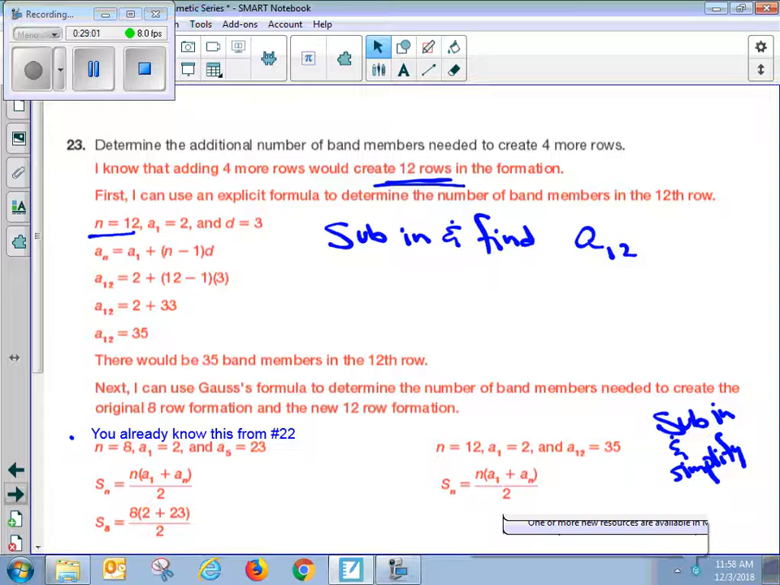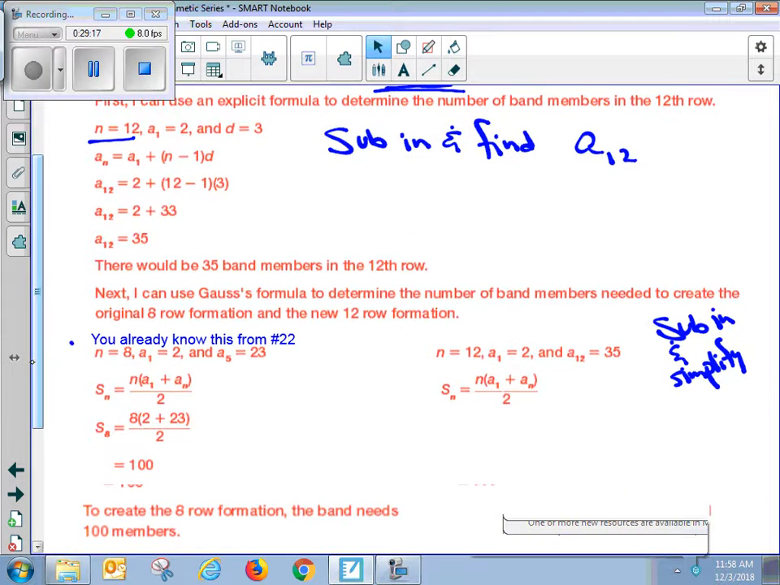I used explicit to find A sub 12 is 35. So earlier somebody said, could I just continue with the pattern? Absolutely. If it's only 4 more rows, you could have continued with the given pattern and gotten the same 35. Now, once you have that, you guys said that you want me to use Gauss's formula to find the sum of the 12 terms. So there it is on your right side. This is the 100 that I just copied and pasted from above. You want to find the difference. What is the difference? Good, 122.